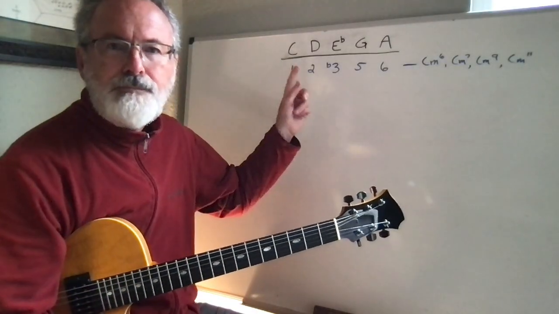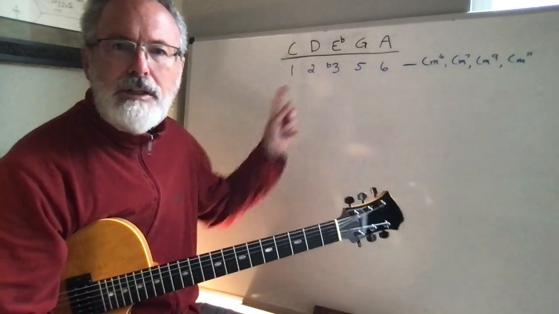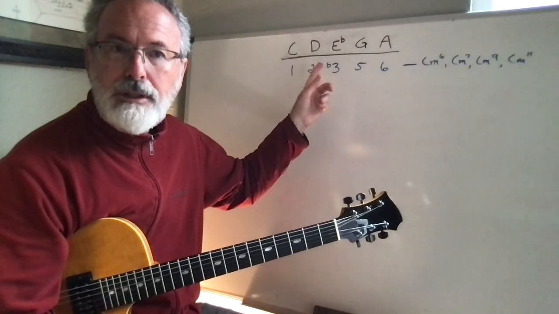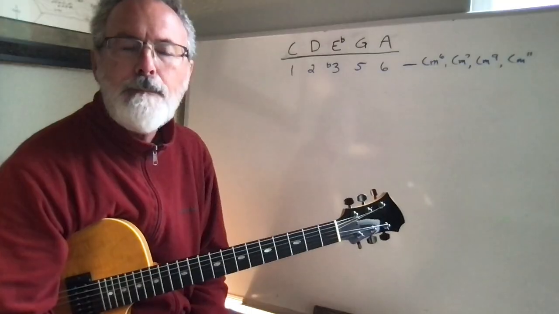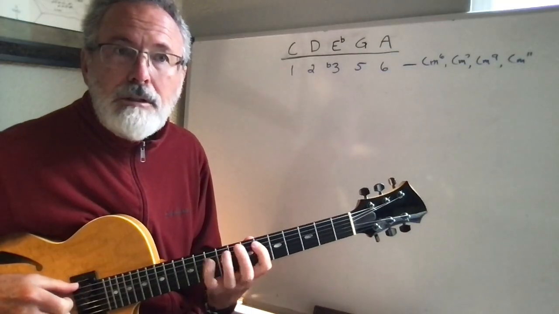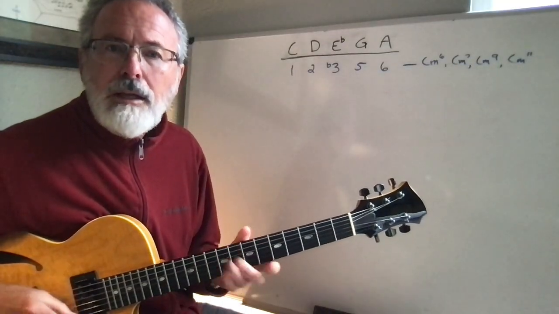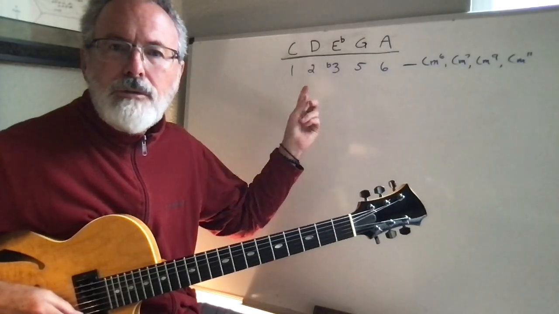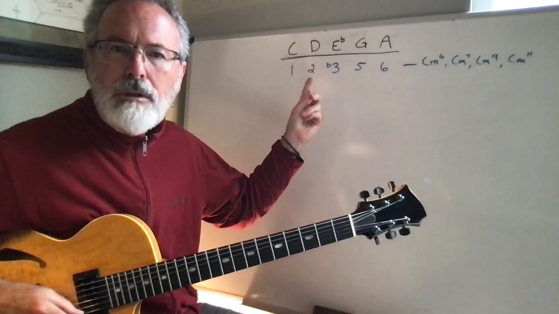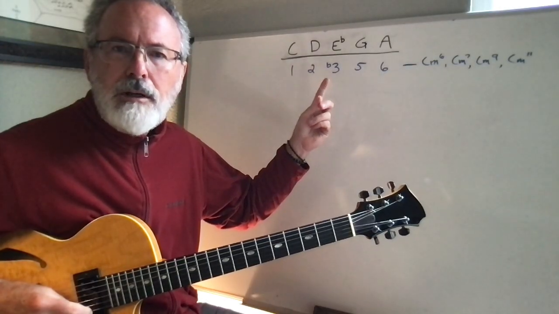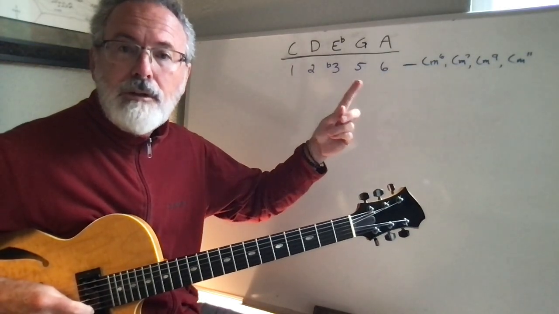This is the scale. In this example, we're using the key of C. So C, D natural, E flat, G, and A. And those are the intervals. I'm going to use 1 for the root, the major second, the minor third, flat third, perfect fifth, the sixth.